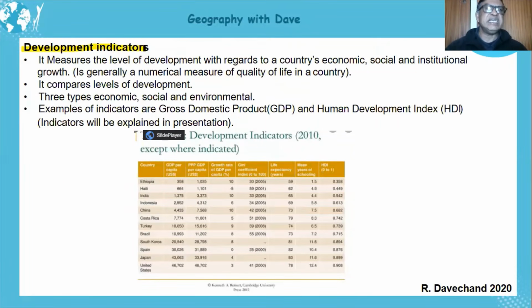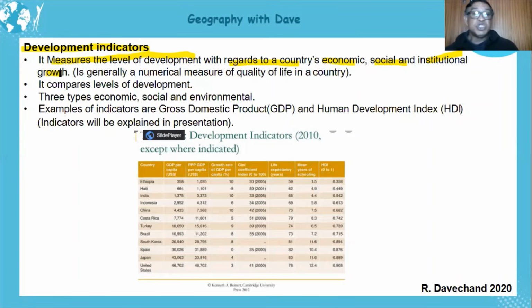Development indicators. It's going to be so important as we go through these sections. What are development indicators? They measure the level of development with regards to the country's economic, social, and institutional growth. In terms of economic, how much money in comparison to others. We measure how much money we made, the GNP, the GDP, gross domestic product, gross national product. We measure it to see where we stand.